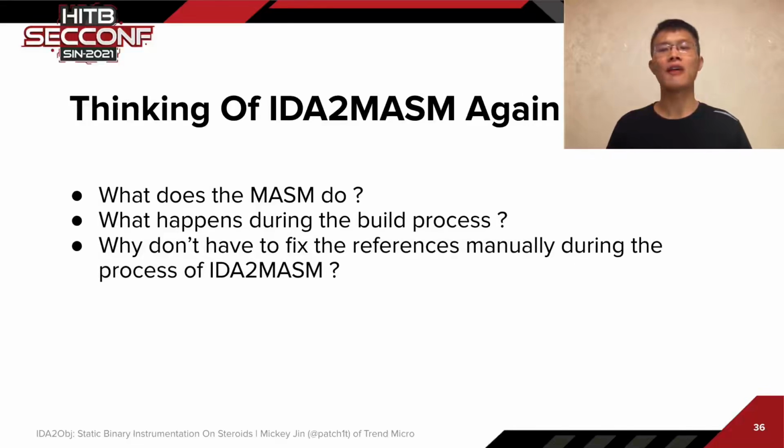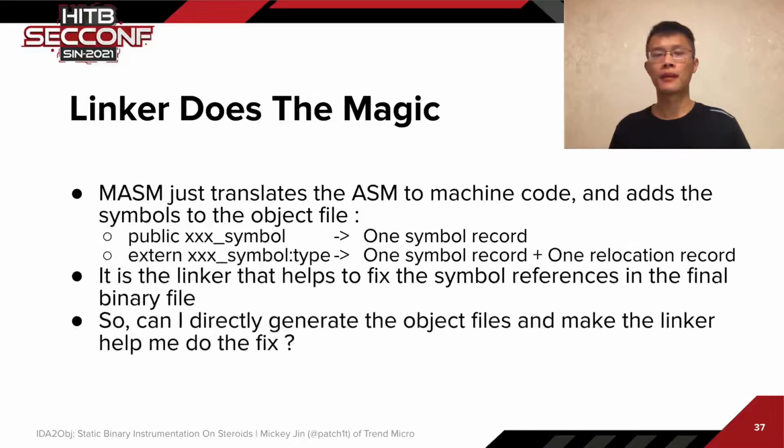MASM just translates the assembly to machine code and adds the symbols to the OBJ file. Actually, it is the linker that helps to fix the symbol reference in the final binary. So, can I directly generate the OBJ files and make the linker help me to do the fix again? This will bypass the damn MASM and avoid fixing the symbol reference manually. So my second solution comes.